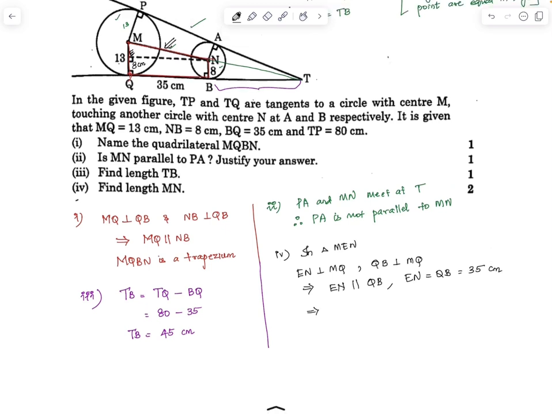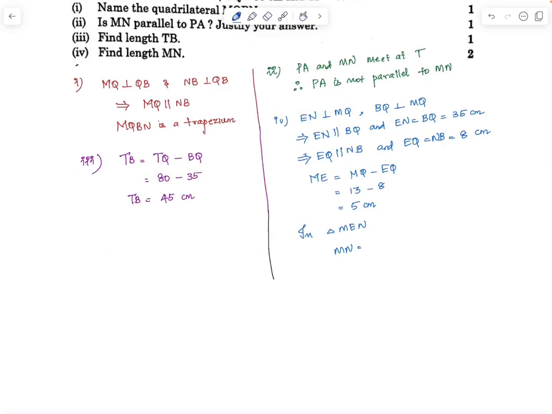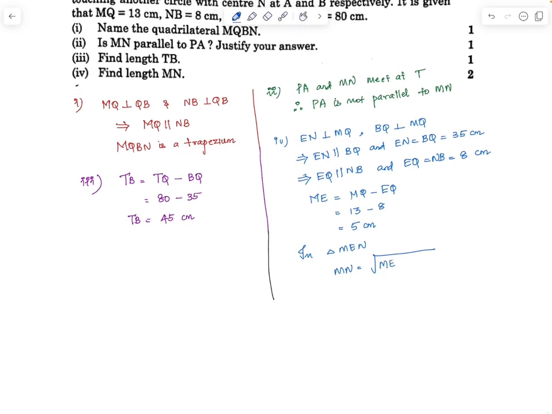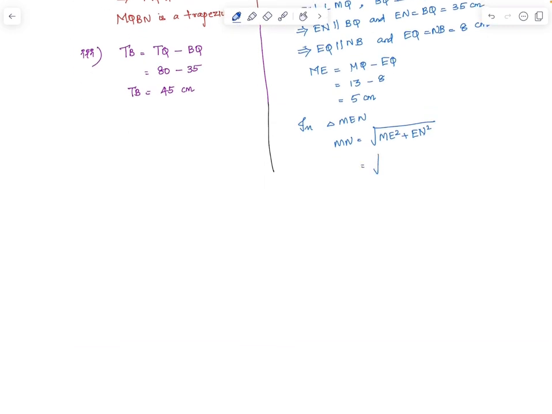That is, EN is 35 centimeter. This also implies that NB is equal to EQ, which is equal to 8 centimeter. ME is equal to MQ minus EQ. That is 13 minus 8, which is 5 centimeter. MN is equal to square root of ME square plus EN square. ME is 5 centimeter and EN is 35 centimeter, which gives 25 root 2 centimeters.